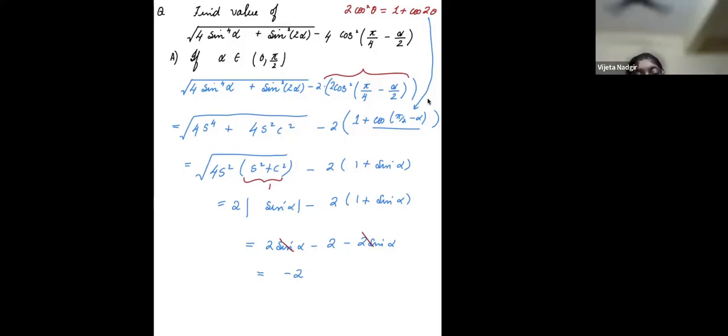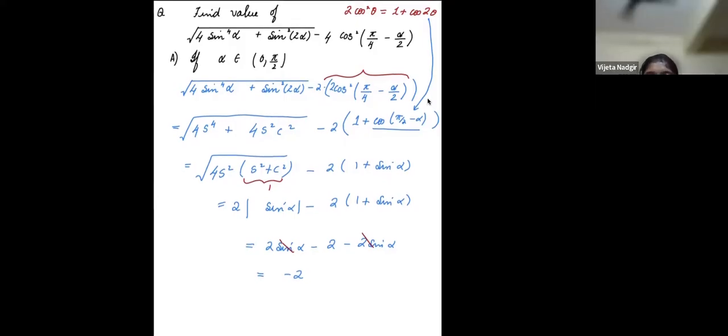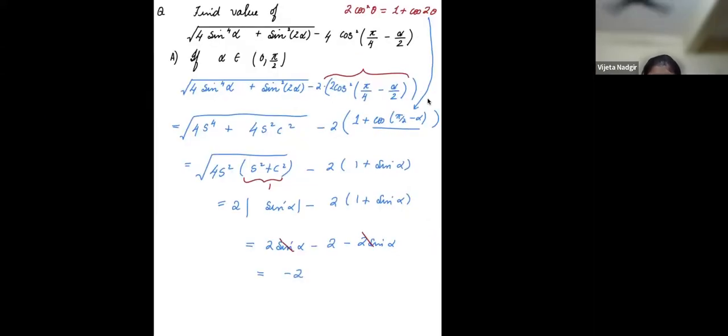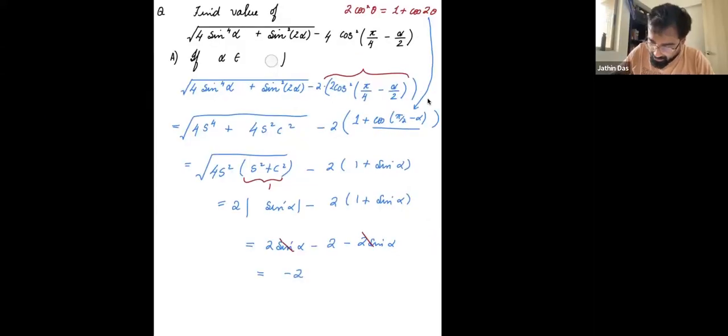Yeah, done. Now the same question I'm asking. Pi to 3 pi by 2, which quadrant?